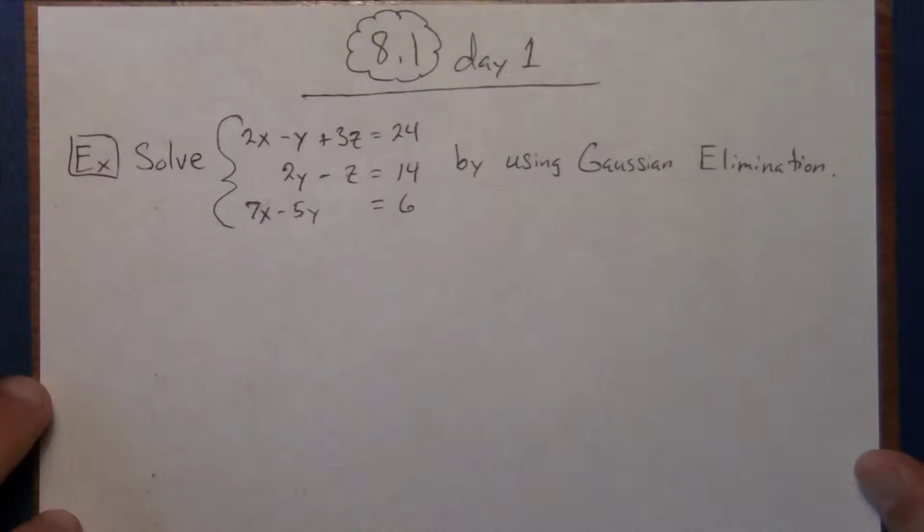Alright, for section 8.1 homework help, I'm just going to take a look at one problem since this is very similar to what we've done in chapter 7. It's just working with the matrices instead of the actual systems and the variables. It's asking us to solve this system by using Gaussian elimination, which, if you remember when we were talking about chapter 7, that's doing the row echelon form.